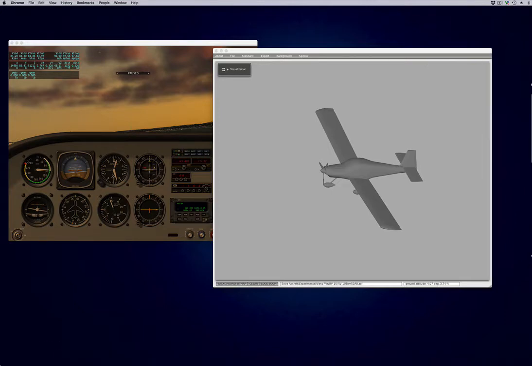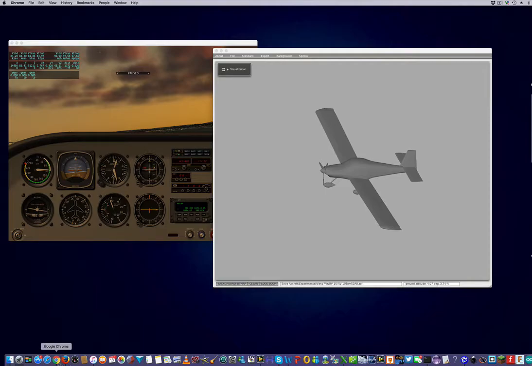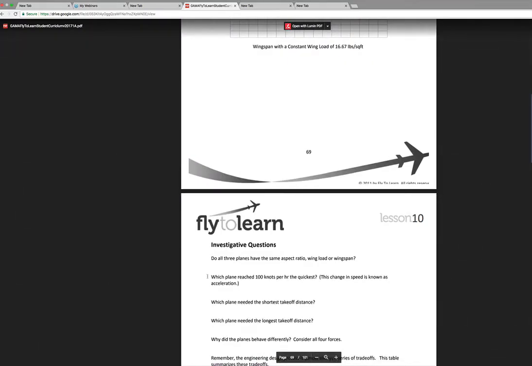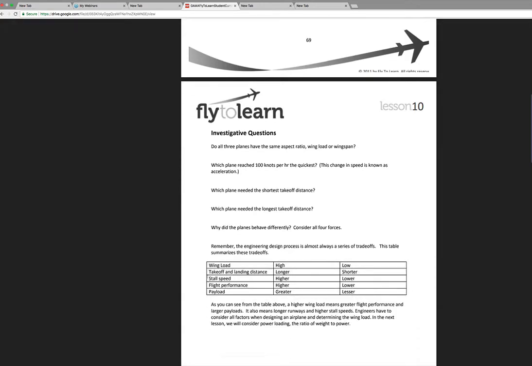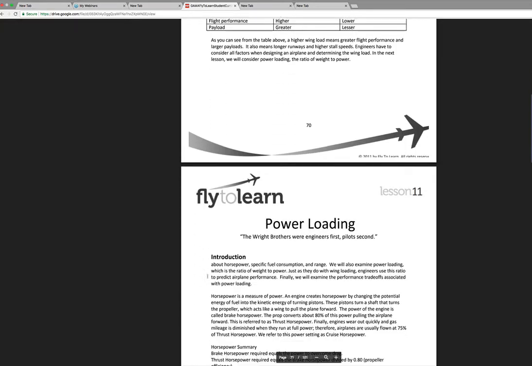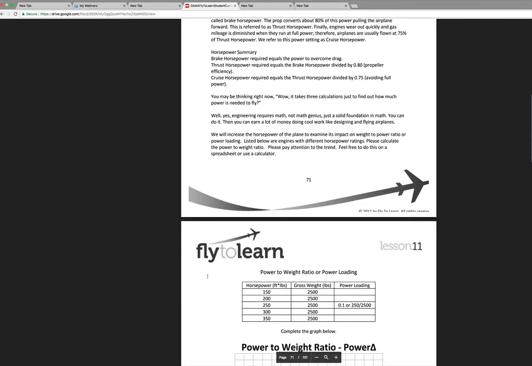All right, let me go back over here. It's good, my voice has about had the best of it. All right, let's go back to on here. I do want to get to the next one. Power loading is where we just start looking at horsepower.